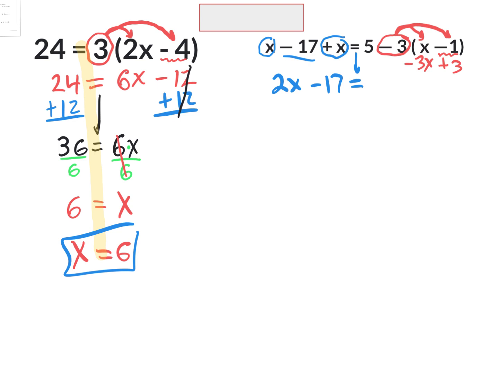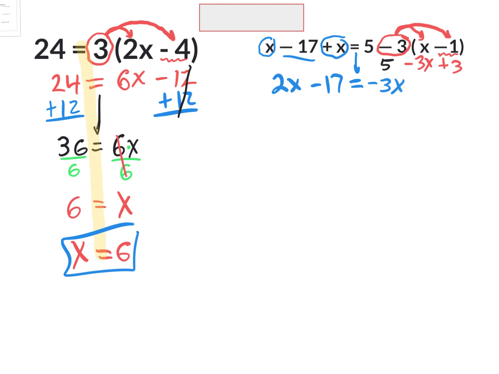And what about the 5 that's out here in the front? Just bring it down, 5, right? So again, the 5 came down, negative 3 times x is negative 3x, negative 3 times negative 1 is positive 3. So you have these three terms, and now after that, you could combine the terms that are alike. That means x's with x's and numbers with numbers. Now, here's a negative 3x, there are no other x's, so you're not going to be able to combine the negative 3x with anything, so you might as well just bring it down right in front of that equal sign.